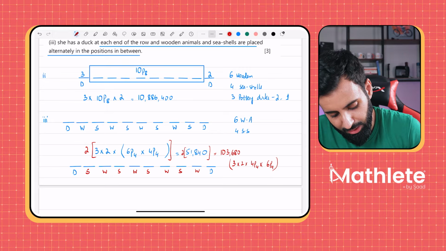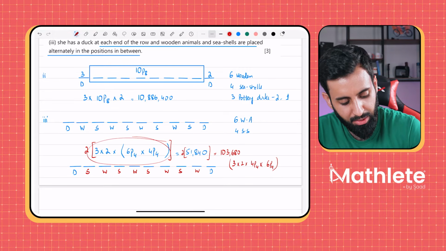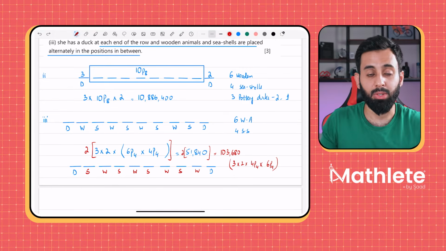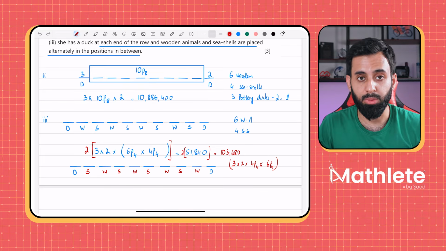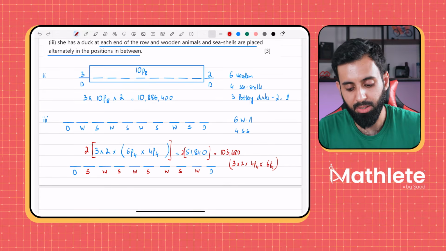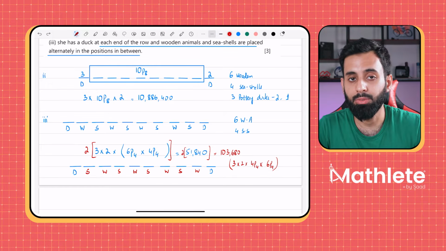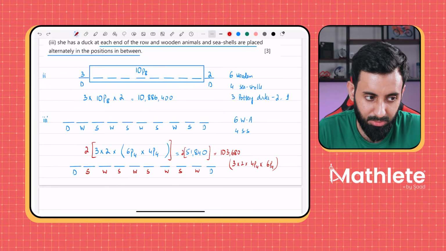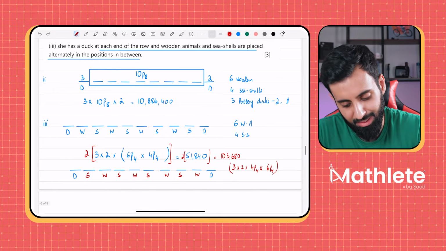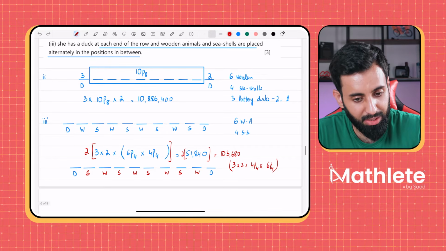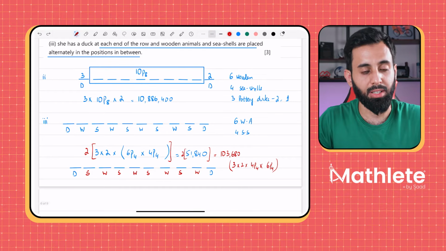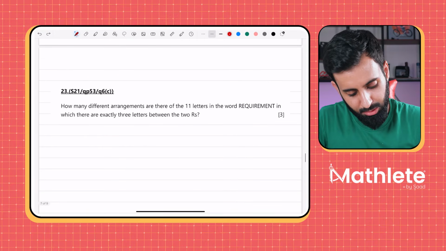Now, if you look at this calculation and if you look at the one that we did earlier, notice that they're both exactly the same. So you don't have to do it again. Well, it's a good idea if you do it again, you'll have more clarity. But all you got to do is multiply it by 2, because the same is possible once if you start with a wooden animal, and it's also possible if you start with a seashell. So I hope it's clear. The final answer is 103,680. Now that's it. Let's do another question.